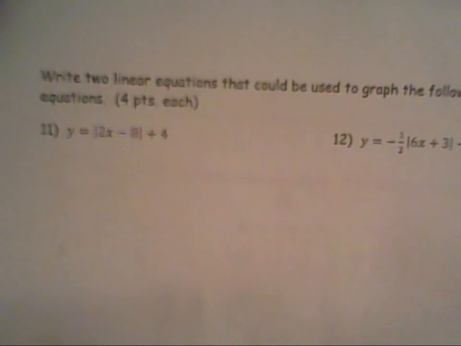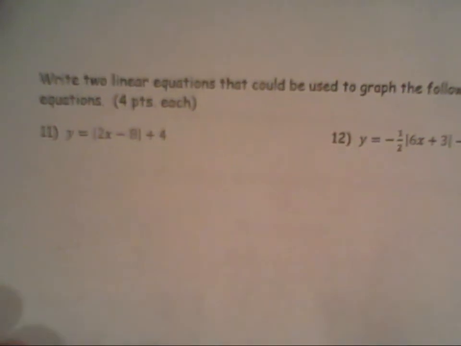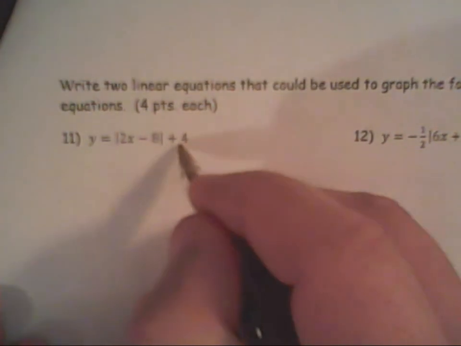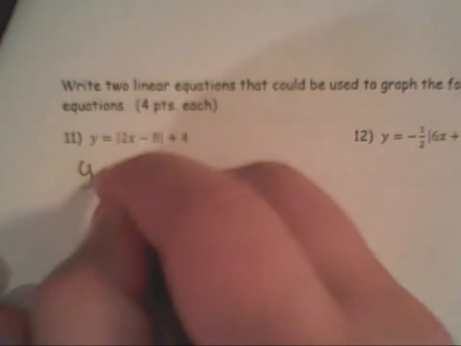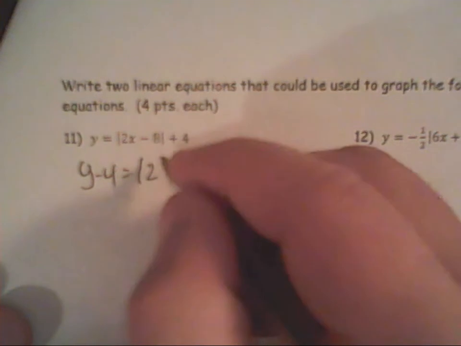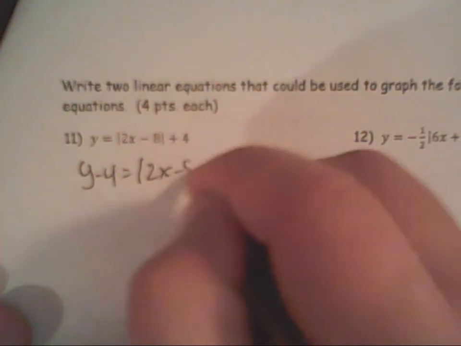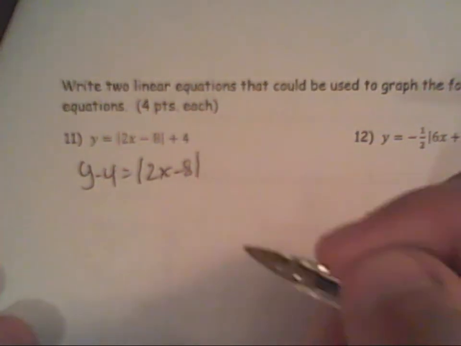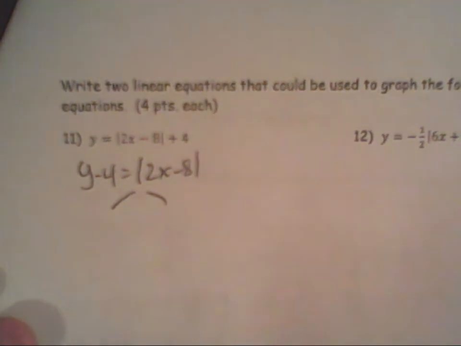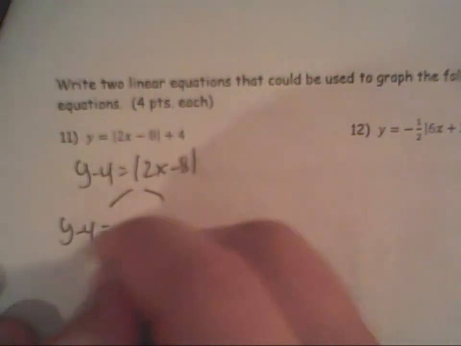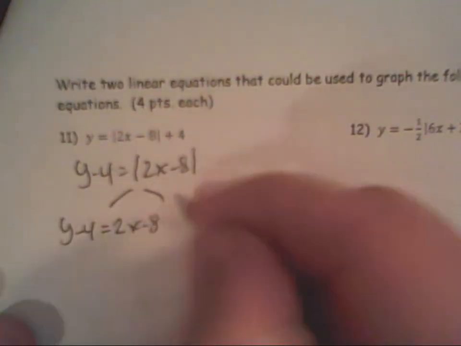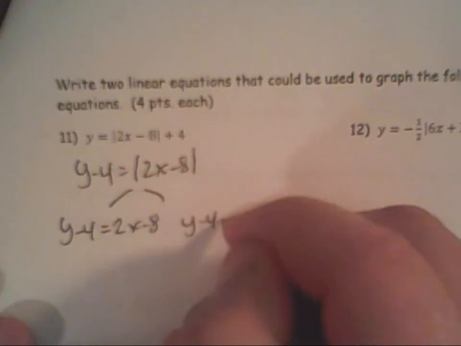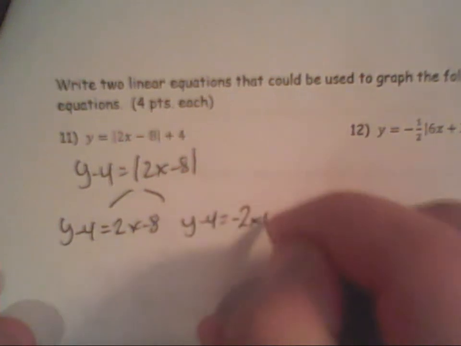And then on the back side, starting with number 11, it says write two linear equations that could be used to graph the following absolute value equations. And so for number 10, I'm going to first isolate the absolute value, which means I'm going to subtract 4 from both sides, and I'll have y minus 4 equals the absolute value of 2x minus 8. And then I'm going to write two separate equations. Either y minus 4 really does equal 2x minus 8, or y minus 4 will equal negative 2x plus 8.